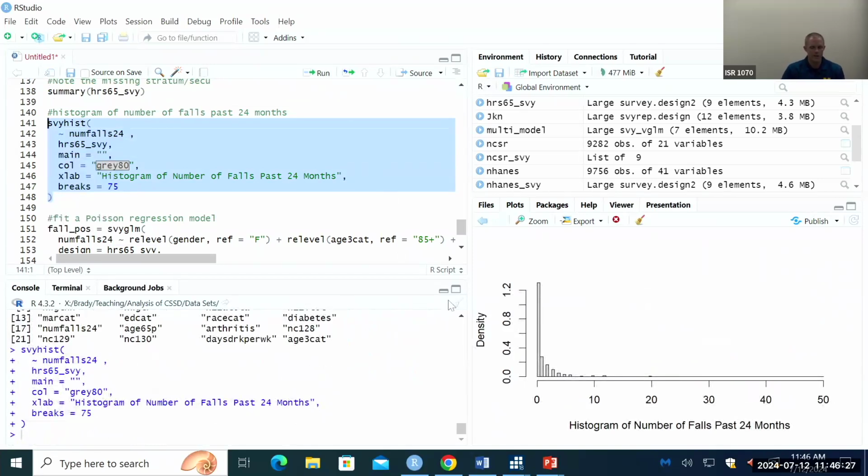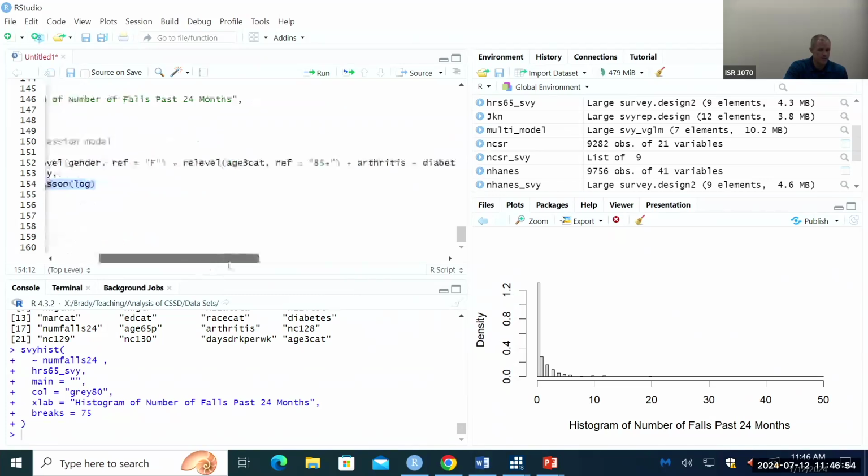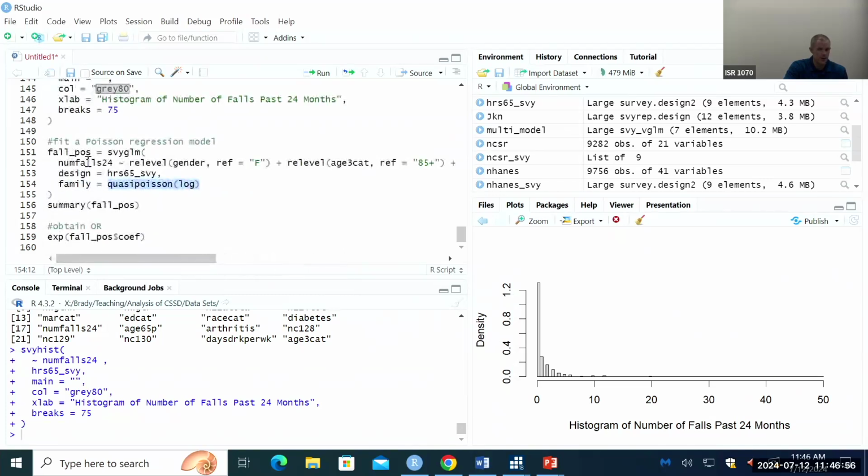Okay, this is the weighted distribution on that count variable showing the large number of zeros. Then we can fit a Poisson regression model using svyglm with the quasi-Poisson family and a log link. That's how we set up the Poisson regression model within svyglm. That particular family choice with a log link. Other than that, the model itself looks similar to everything we've been doing thus far.